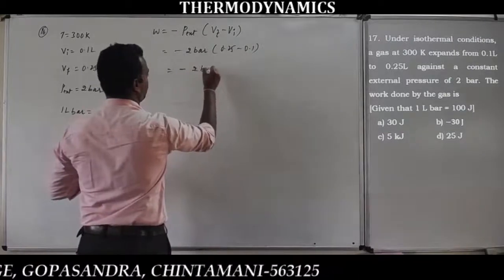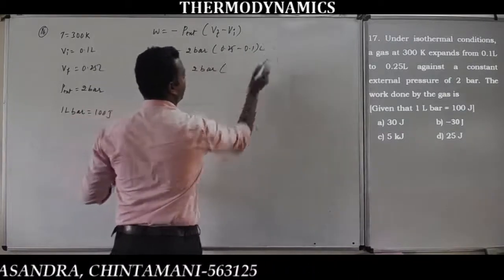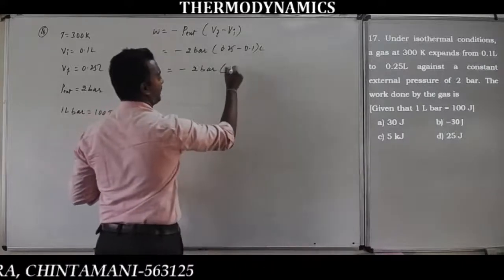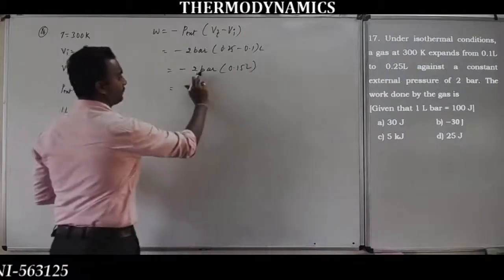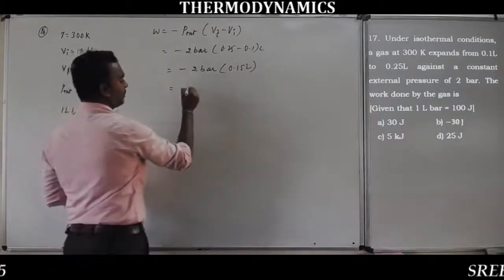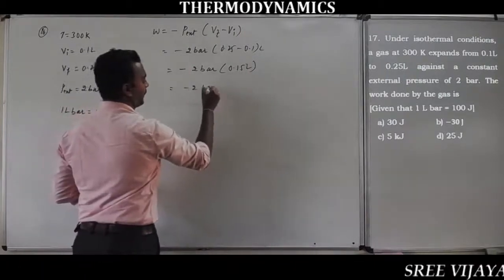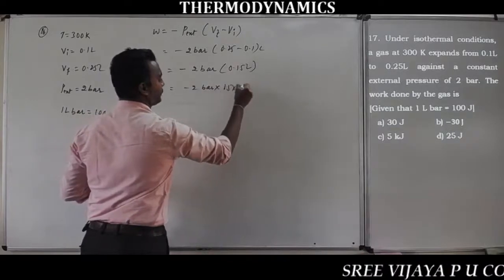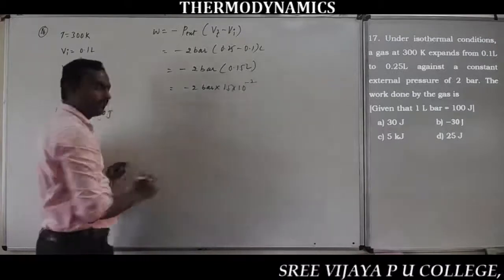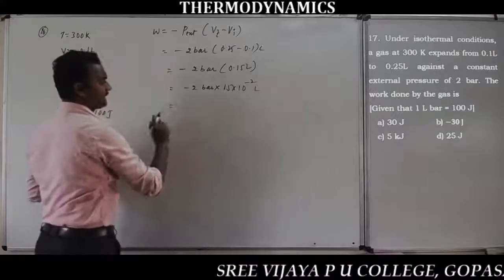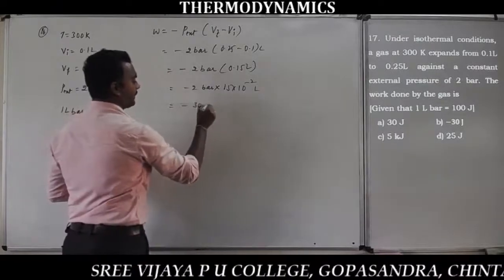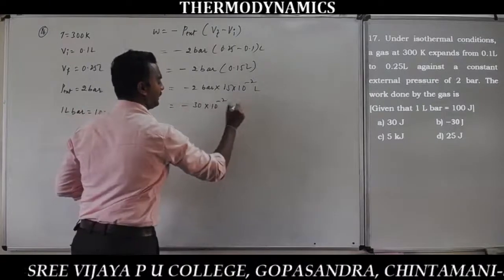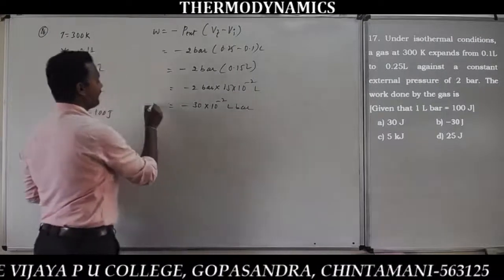to minus 2 bar into, this all comes in liters, 0.25 minus 0.1 is 0.15 liters. So minus 2 bar into 15 into 10 power minus 2 liters, that is, minus 2 times 15 is 30, so 30 into 10 power minus 2 liter bar. So this is the value of W.